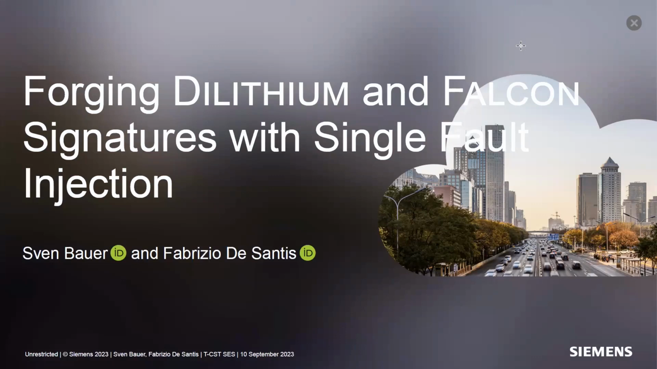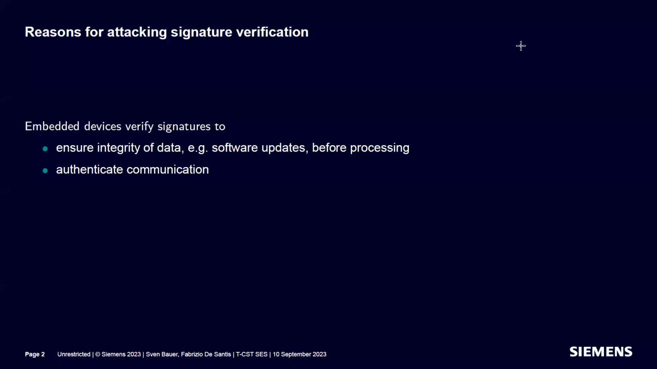Right, okay. So this talk is about forcing an embedded device to accept forged signatures by attacking the signature verification. So why would I want to do this as an attacker? Well, embedded devices or any devices use signatures to verify, for example, the integrity of software updates or any data they process. So if a device gets a firmware update, it will check the signature. If the signature is valid, it will install the update.